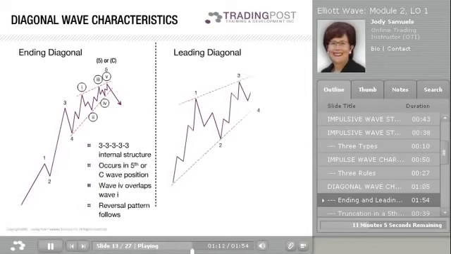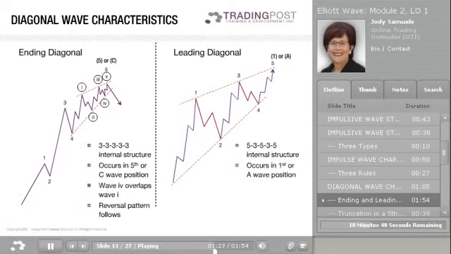The internal structure of a leading diagonal is comprised of 5-3-5-3-5 subwaves. The 5 subwaves that make up a leading diagonal are a combination of impulse and corrective wave patterns. Leading diagonals occur in the 1st wave position or in the A position in an ABC correction. In leading diagonals, wave 4 also overlaps wave 1. Leading diagonals usually precede a deep correction or retracement.